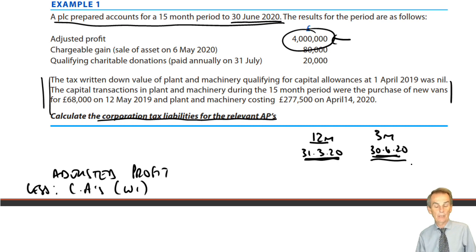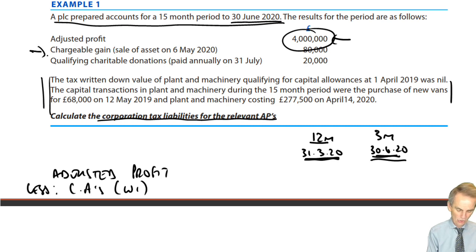Then proceed to deal with the relevant transactions again there for that 3-month period, but recognising that any AIA is going to have a reduced limit, 3/12 of the annual limit of 1 million. Any WDA, only 3/12 of what is an annual WDA. If there were low emission cars bought, then it wouldn't have an impact. 100% FYA is available. So you'll need to do the capital allowances. We can then see that we've got a chargeable gain or gains, sale of asset on the 6th of May 2020.